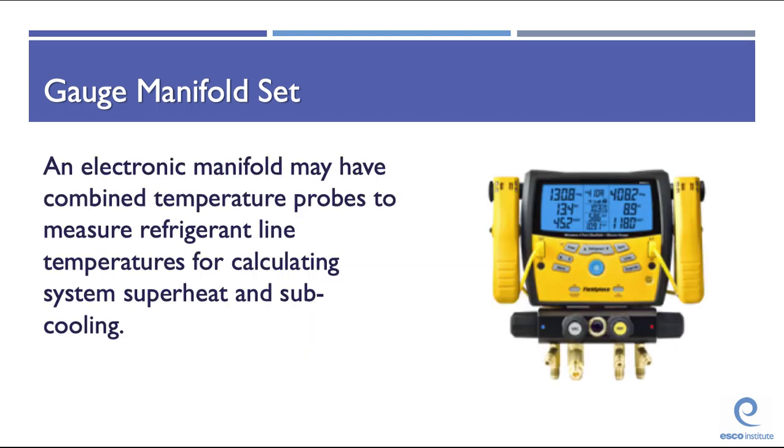An electronic gauge manifold or gauge may have combined temperature probes to measure refrigerant line temperatures for calculating system superheat and subcooling. Most of these gauges also will measure deep vacuum in microns.